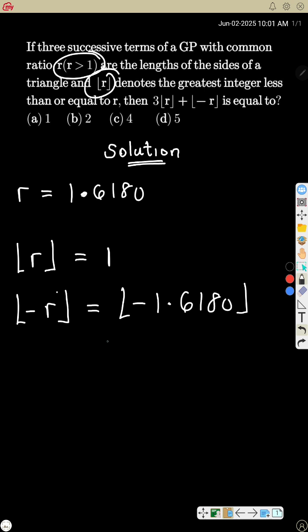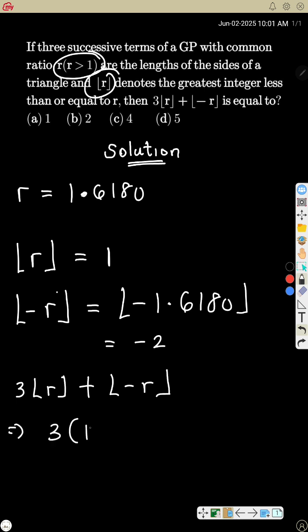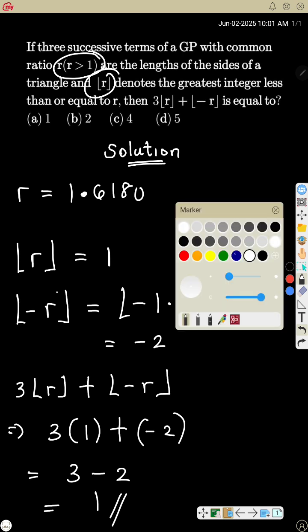So now the floor of minus r is minus 2. So we can now evaluate 3 floor r plus floor minus r. That will be 3 times 1, because floor r is 1, plus floor minus r, which is minus 2. So this will be 3 times 1, 3, plus minus 2, so 3 minus 2 is 1. So the correct answer is 1.